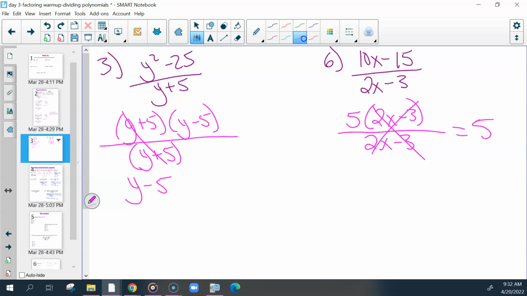So for number 6, you always just divide by the first number? It depends. Here we only divided by these because they were like factors. So look for things that are the same. If we ended up dividing something out and these weren't the same, then that would happen.